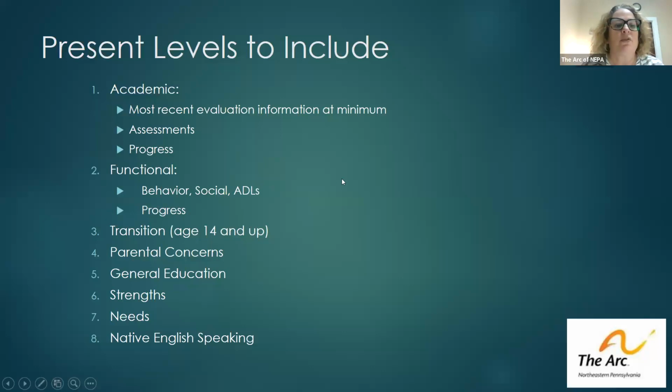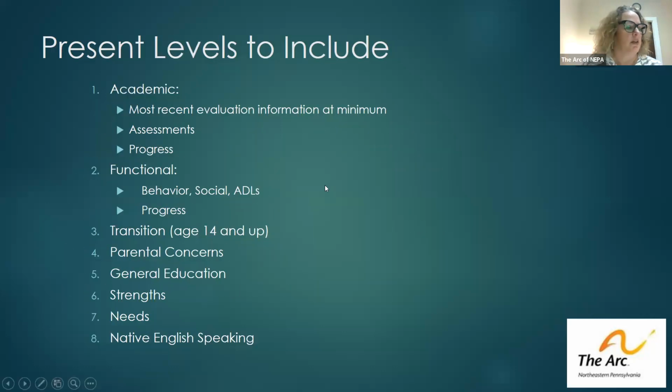It's also going to look at functional, and functional could be anything, any area of functional everyday life. It's not limited in IDEA to any specific areas. It's just a general functional. So that could include a lot of different things. For example, I just listed here, behavioral, social, and activities of daily living, known as ADLs. Also include any progress in this area or any kind of data related to functional performance.